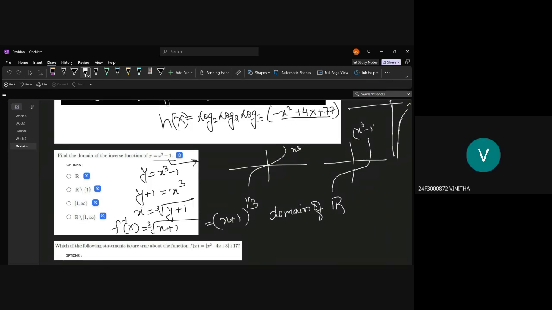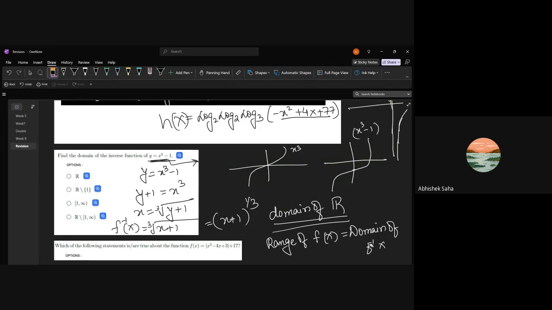Sir, can you please repeat the domain section? So there is one trick. This is the proper way to find the domain of an inverse function. But there is one trick: whatever the range of this function, if they are asking, it will be the domain of the inverse of that function. Means range of f(x) is equal to domain of f inverse of x.